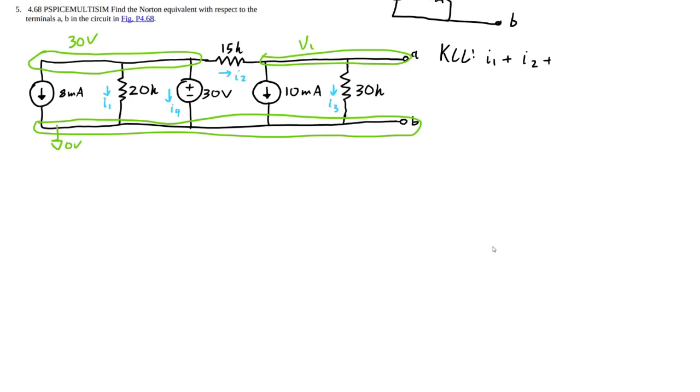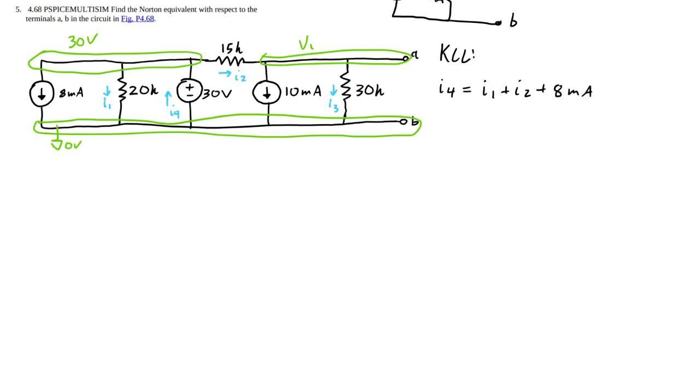Well, it's not necessarily leaving, but we'll just say that, since it's a higher potential, I'm going to say that this is I4. So KCL: we're going to have the 30 volt node, we have I4 coming in, I1 leaving, I2 leaving, and 8 milliamps leaving. So we already drew that because it's a given 8.